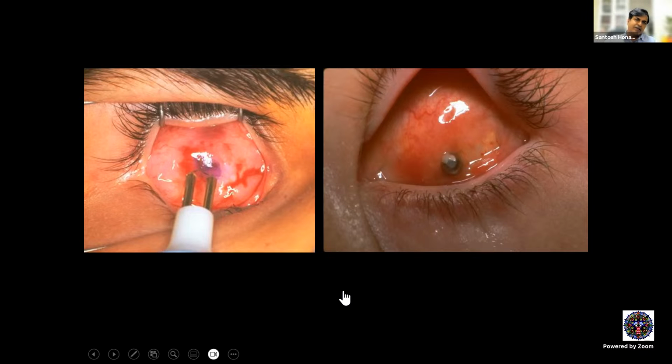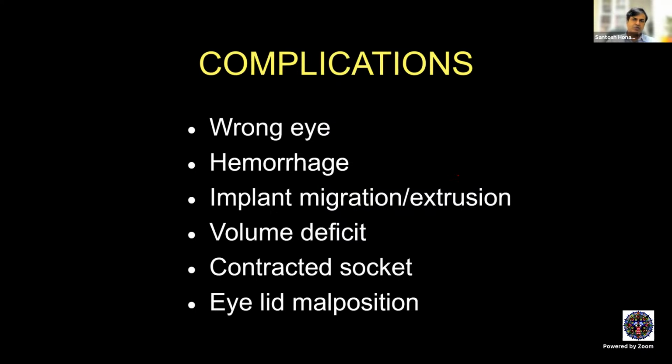And then the ocularist will fit in a prosthesis, which will get contoured to the peg that you have put. So this is a titanium peg that has been used, but you can use a ceramic peg also. Now, complications are wrong eye, obviously. So this is something that you must avoid.